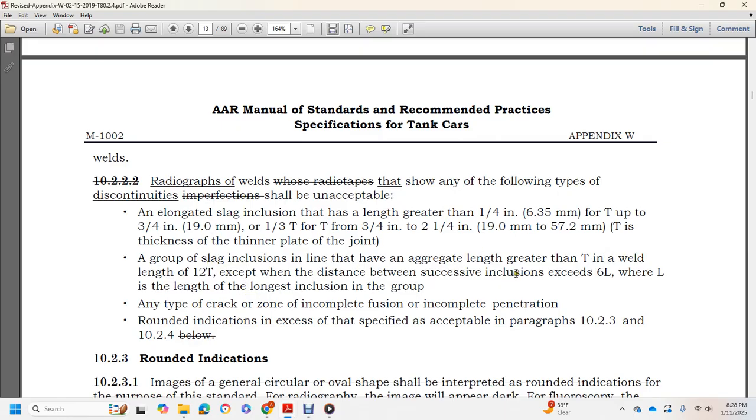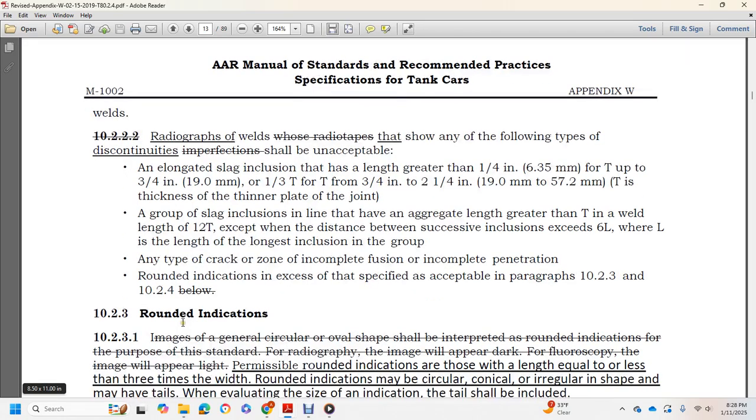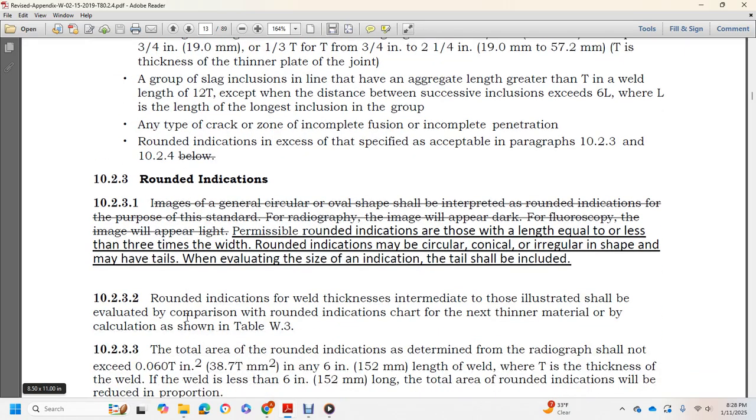Except where the distance between successive inclusions is 6L, where L is the length of the longest inclusion of the group. Any type of crack, zone of incomplete fusion, or incomplete penetration is unacceptable. Round indications are acceptable as specified in paragraphs 10.2.3 and 10.3.4 below. Round indications.